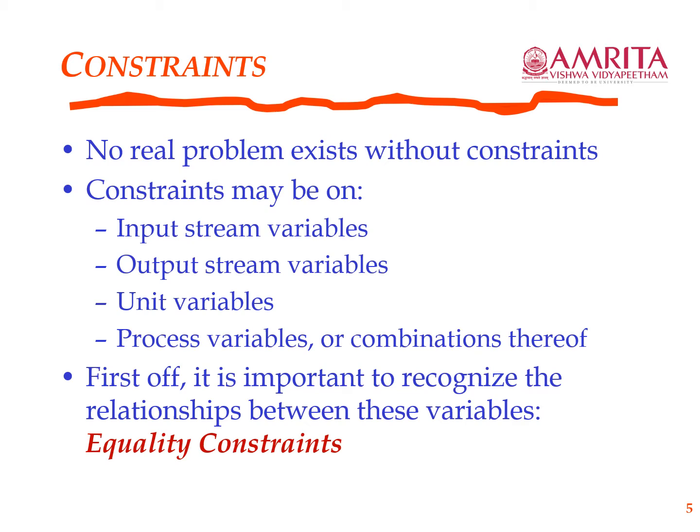First off, it is important to recognize the relationships between these variables, particularly the equality constraints, meaning some equation that relates one set of these variables to another set of these variables. There are a number of equality constraints. We are going to look at them in some detail. One of the examples that I want to give upfront is one of definitions, where you define some specific design variable, process variable, for example, as a function of some other variables.